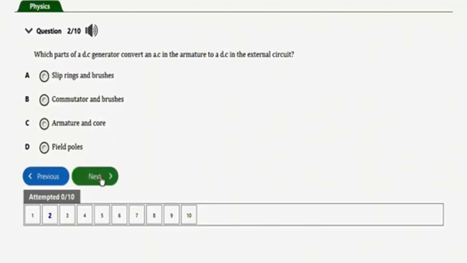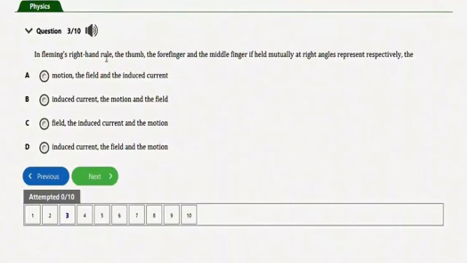The next question is this one. It says in Fleming's right hand rule, the thumb, the forefinger and the middle finger, if held mutually at right angles, represent respectively the motion, the field, and the induced current; the motion and the field, the induced current; and the motion, induced current, the field, and the motion. The right option in this question is option A, which is motion, the field, and the induced current. Alright, so that's it for this question.